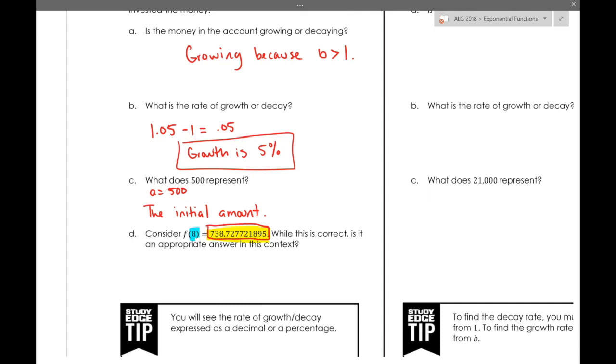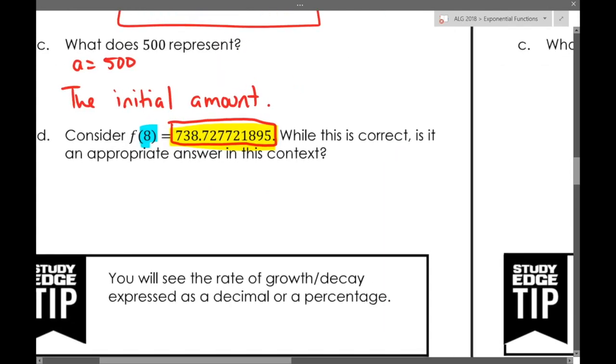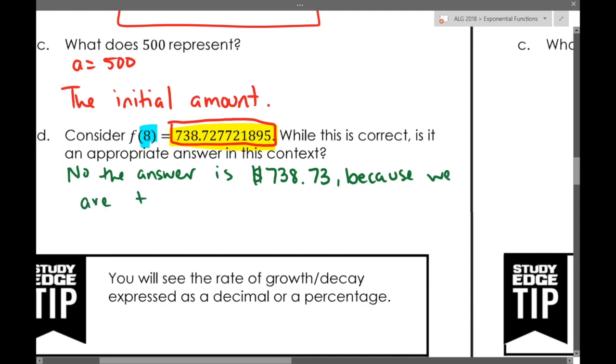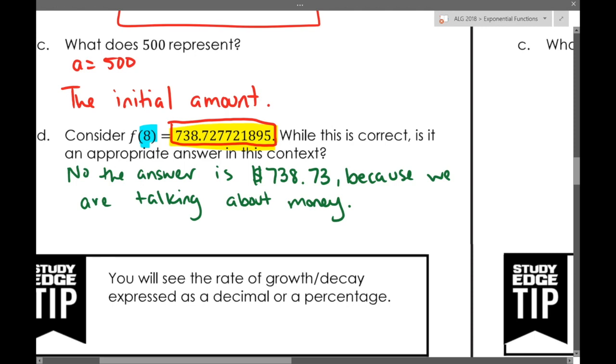But can I write 738.72 and all those extra digits? Do I write it like that? No, because we're talking about money. The answer is $738.73. Because we are talking about money, I can only take the first two numbers after the decimal. That's the only way I write my answers. So, although that whole highlighted area is correct, I can only take the first two decimals.